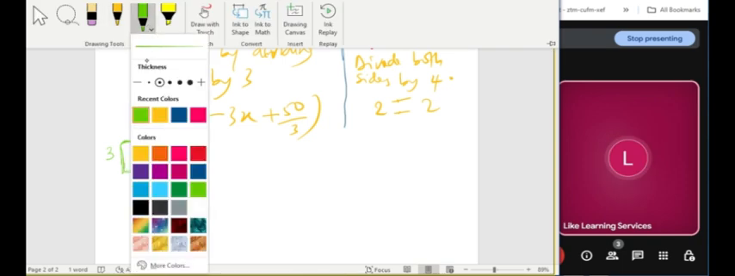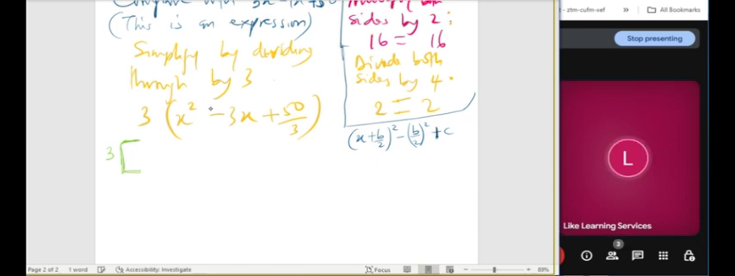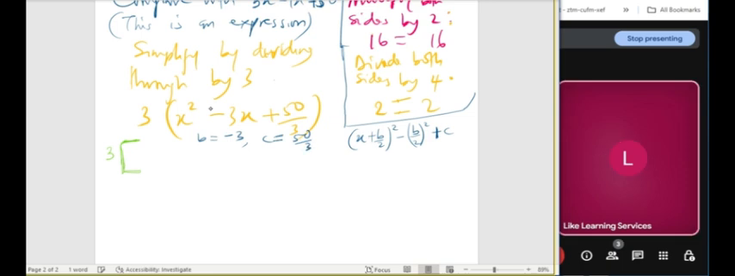Don't forget the rule. I can remind you. Open the bracket x plus b over 2 squared minus b over 2 squared plus c. Let's go. So put it in here. What's a? What's b? First of all, it's b that is important. Minus 3. b is equal to minus 3. And what's c? 50 over 3. Okay, so let's just put it in there.